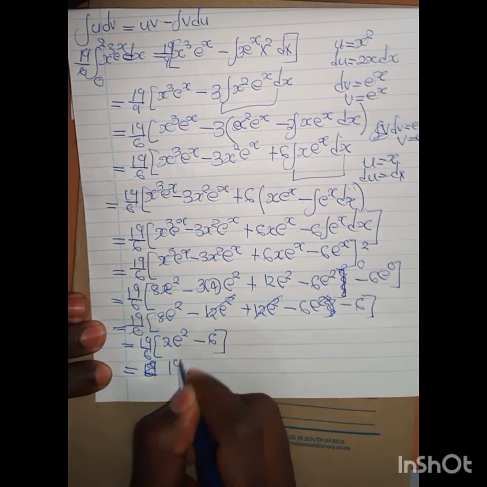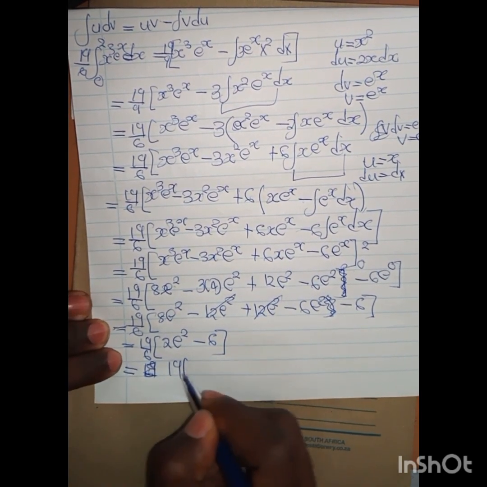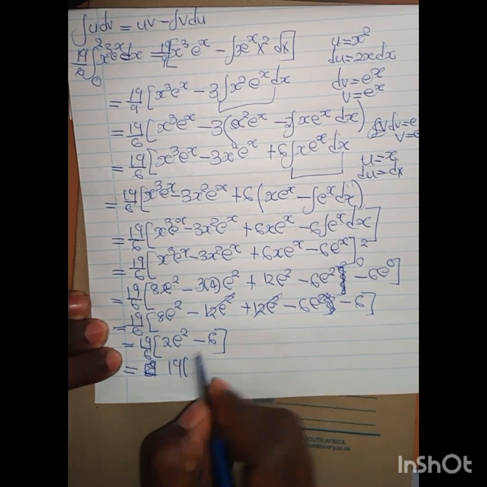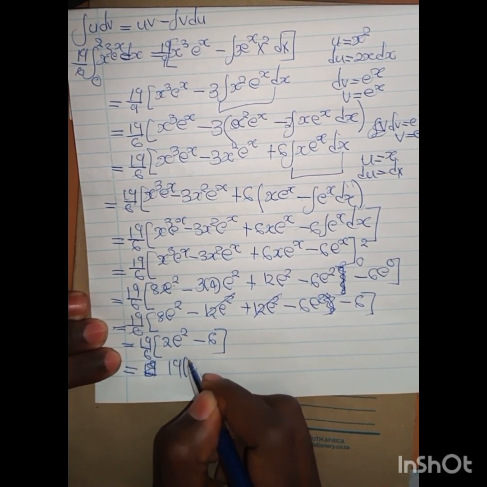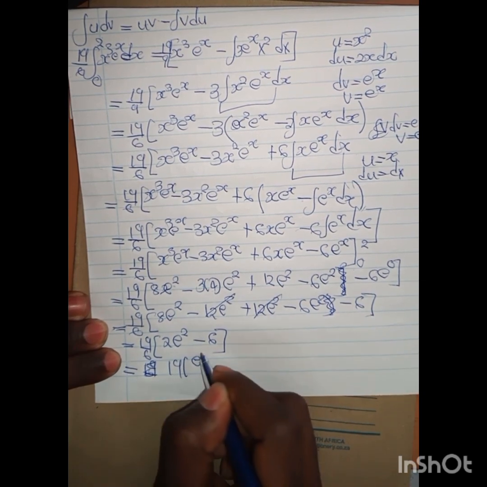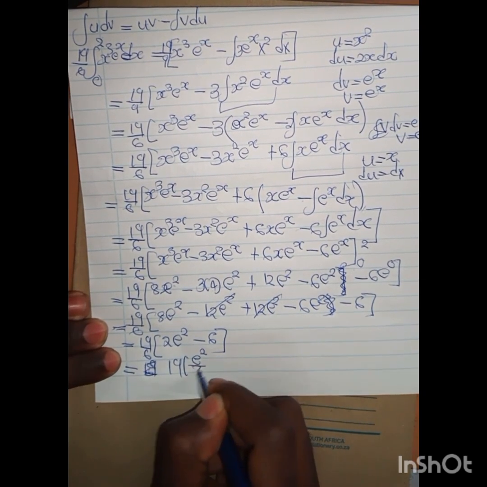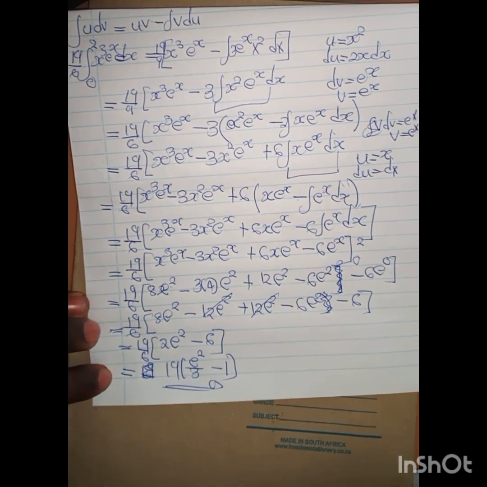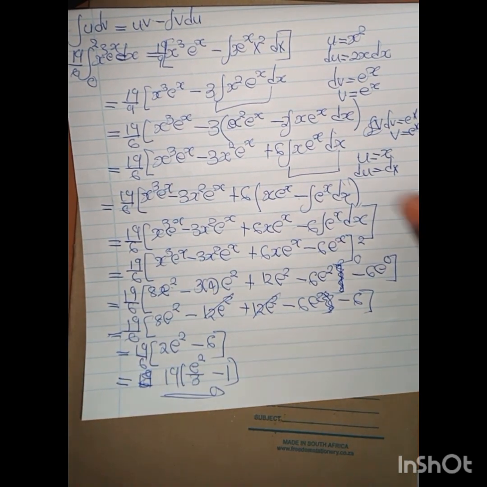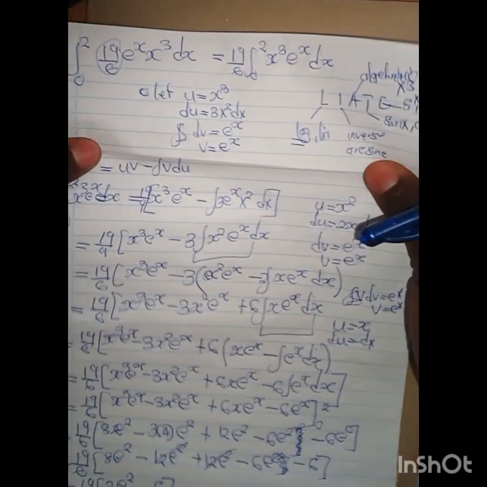So this will be 19. Then we'll multiply the 6 inside. So 2 over 3, 2 over 6 is 1 over 3, right? So you will get e to the third over 3 minus 1. So this is the final answer that you will get when you evaluate the following triple integral.